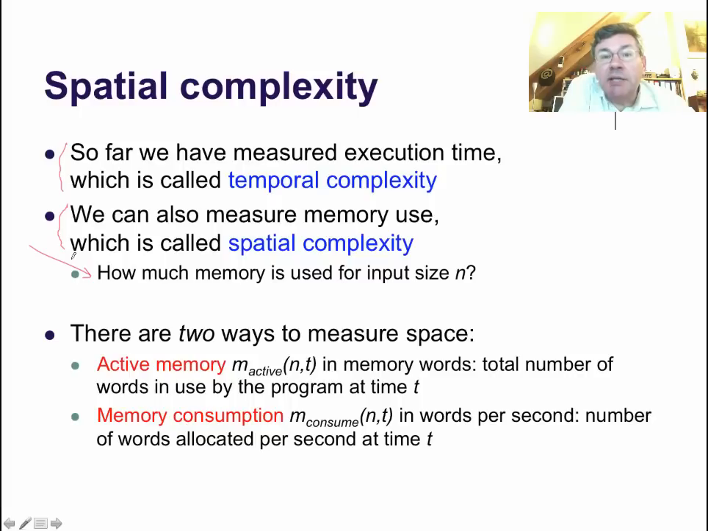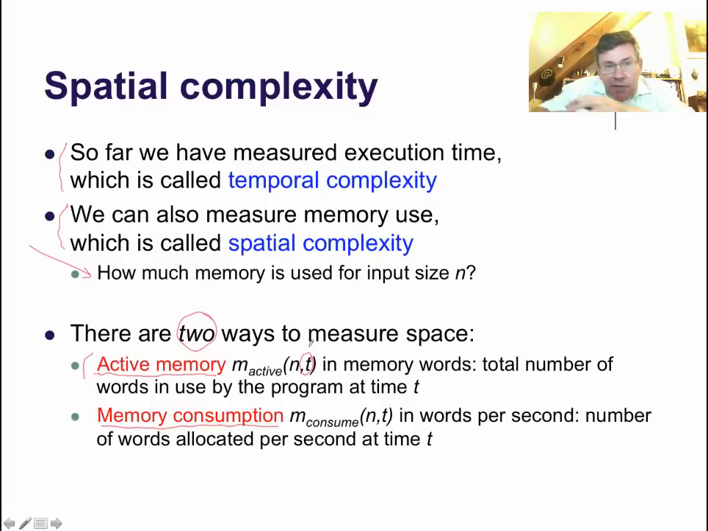Spatial complexity is a little bit more subtle than temporal complexity because there are two ways to measure how much space a program uses. There is active memory and there is memory consumption. The active memory is how much memory all the data structures of the program need at a particular point in time. So this is usually given as a function of the time. So during the execution, it might need different amounts of memory at different times.